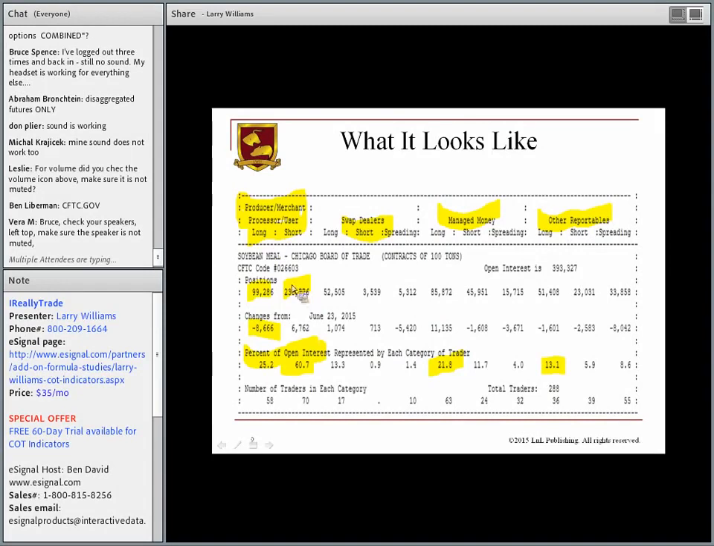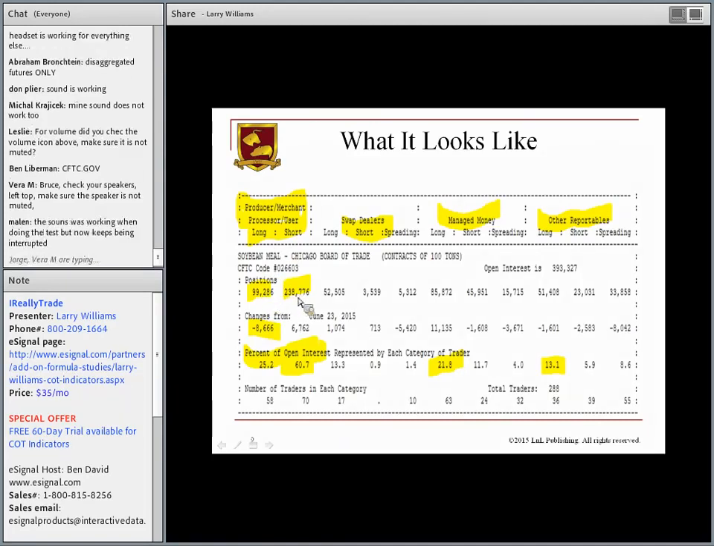So this is soybean meal. Right now, we look at the commercial position as long, 92,000 contracts, short, 238,000 contracts. We can also see what percent of open interest they hold. And we're going to talk a lot about open interest in a moment here. This is really important. They hold 60% of the open interest, managed money 21%, and small traders 13%.